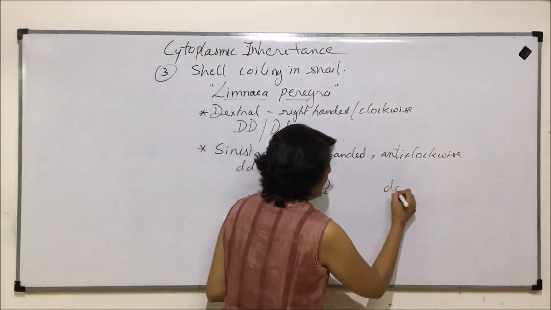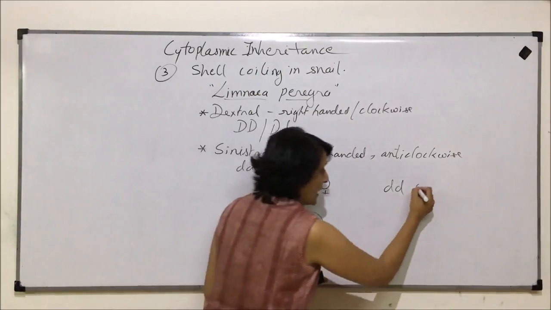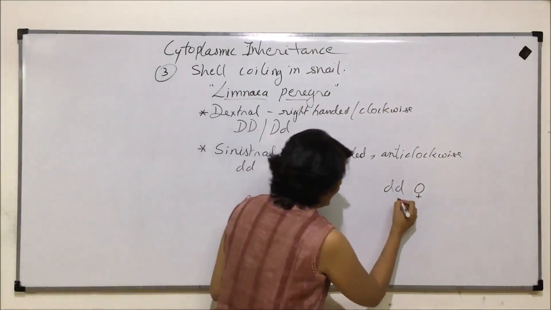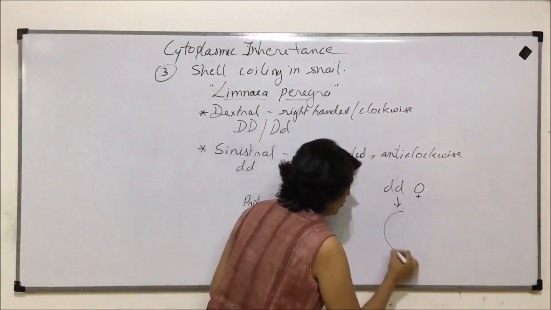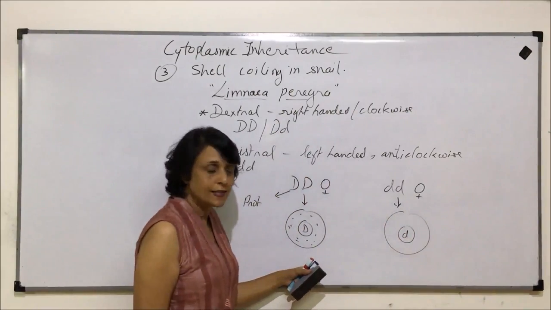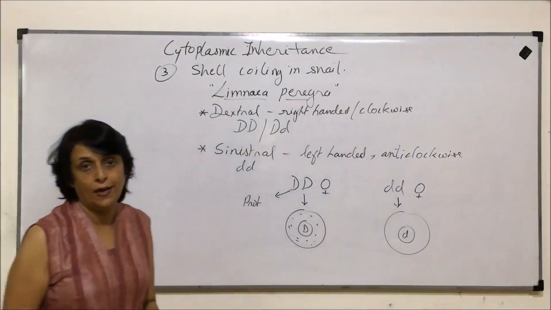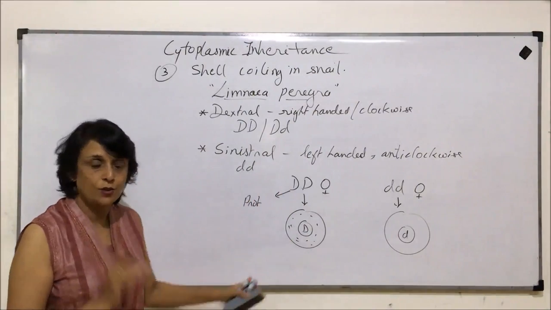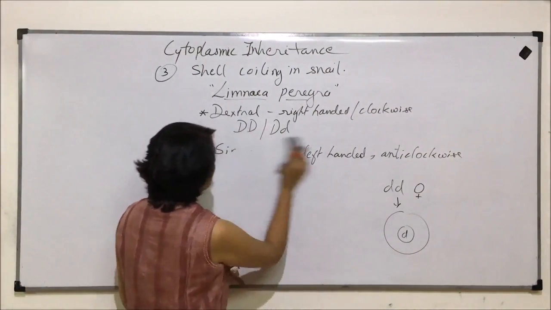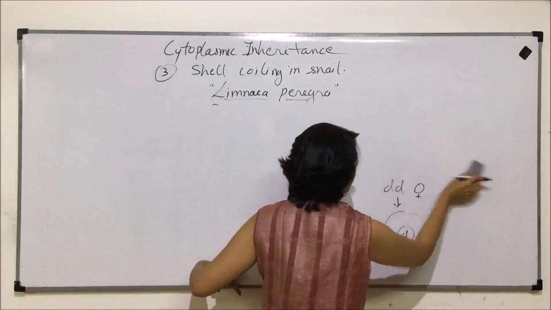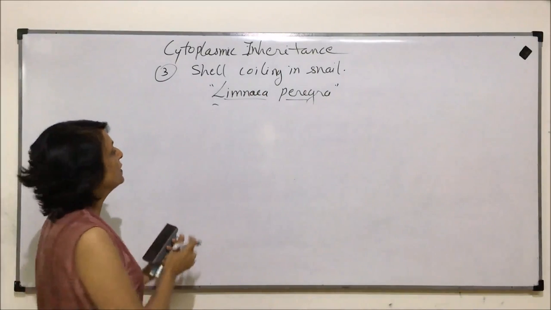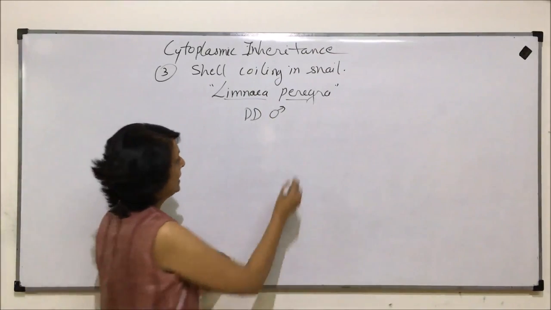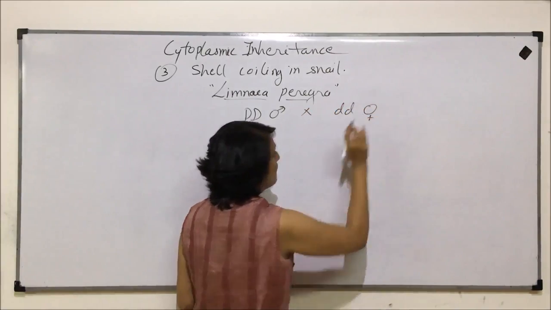If we take a sinistral female, we are talking about only females first so that we understand what is coming from the females. Then the eggs produced by this female would have the recessive d in the nucleus, and in the cytoplasm, no protein. This part is only from the parent to egg formation. Now, to understand this, let us take a couple of crosses and see how this inheritance takes place. We'll start with a pure dextral male crossed with a sinistral female.